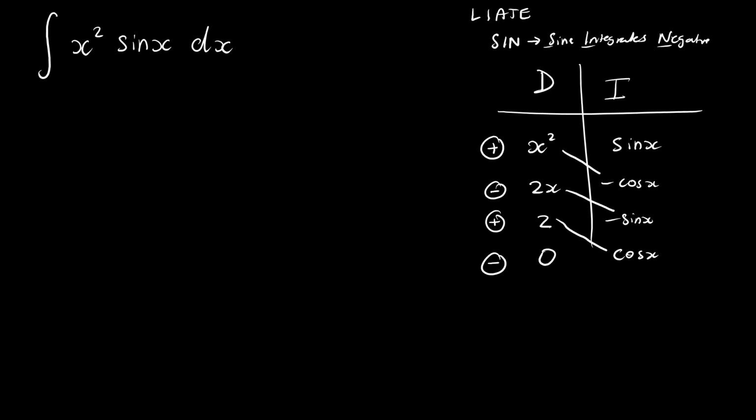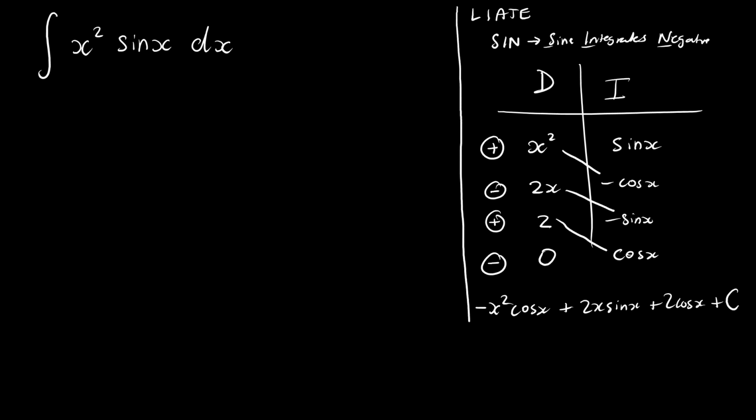So I'd have minus x squared cos x. I've got a plus there, but there's a minus there, and I'm multiplying these, so I've got minus x squared cos x. Minus 2x times minus sin x, that's plus 2x sin x. Plus 2 times cos x gives me plus 2 cos x, and plus c. It's an indefinite integral. So that's a really short way of doing it, and I'm going to show you the standard way using the formula, and we can check that I get the same answer.